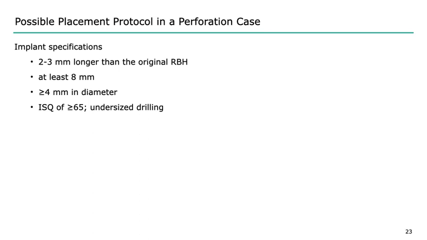So if you have at least an 8 millimeter implant, and the diameter should be more than 4 millimeter, and the protrusion is around 2 millimeter, and the initial stability, which can be described with the value of ISQ, should be more than 65. We would need some undersized drilling for this purpose.